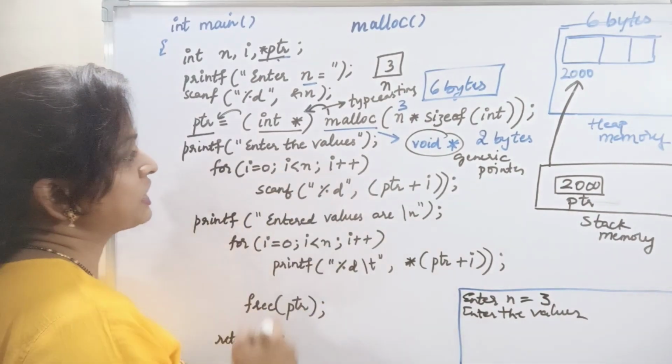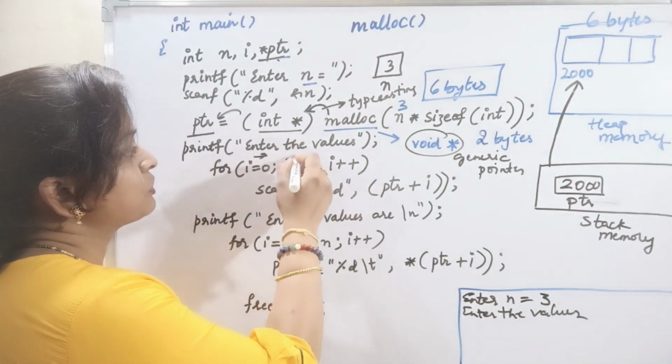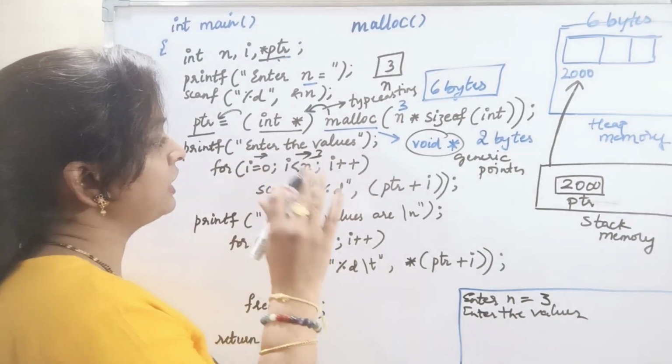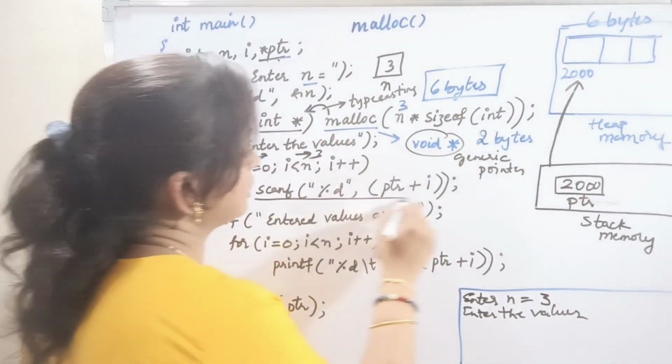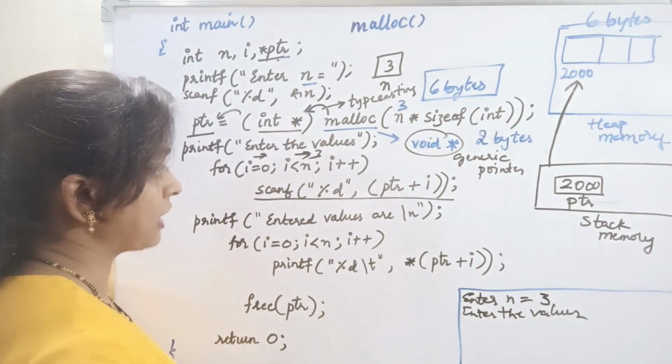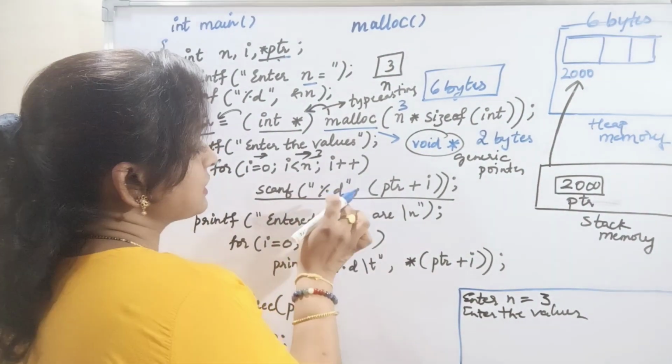So I am going to put a message, enter the values. It starts I equal to 0, I less than n. N means it is 3. So this scanf statement will be executed 3 times. So how it is going to scan the values? Just observe here. I say scan an integer.